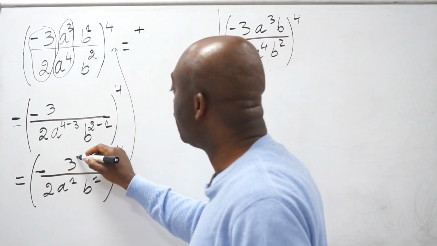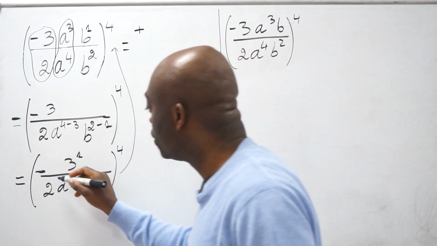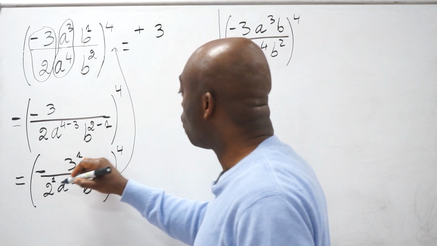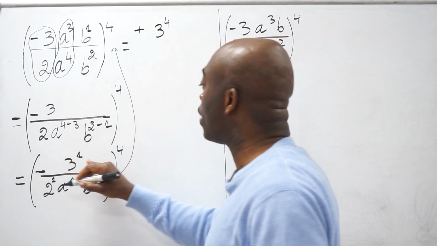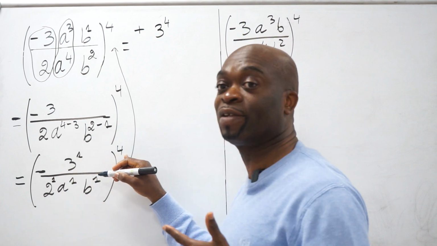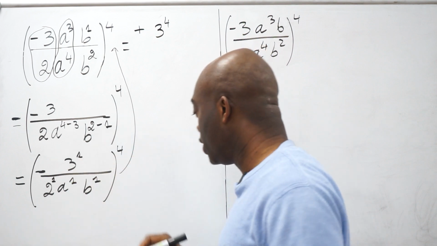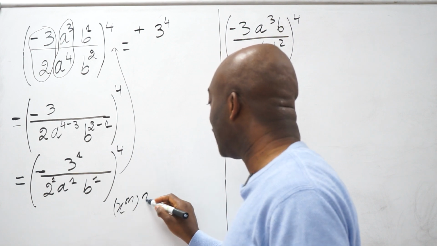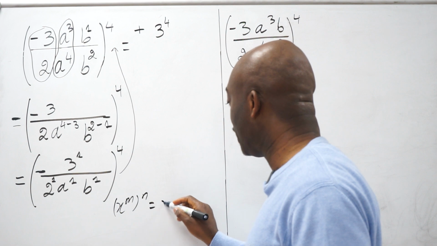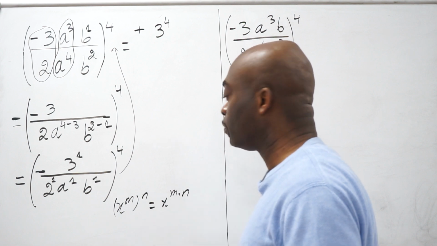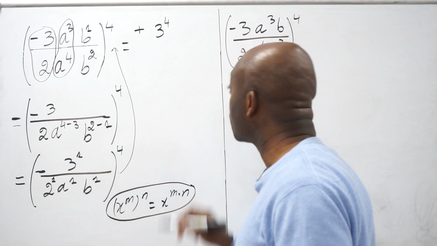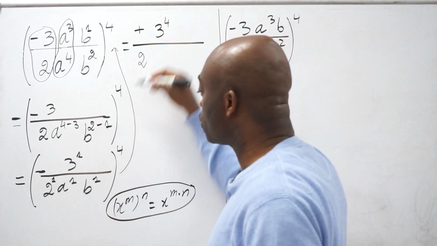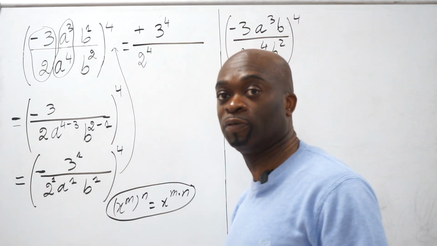So then 3 also has an invisible 1 as a power. 2 also has an invisible 1 as a power. So what's going to happen is going to be 3 to the power 1 times 4. Because remember, when you have a power inside the parentheses and a power outside the parentheses, you multiply the powers together. So that means if you have, for example, x to the m, and then n outside the parentheses, that will give you x to the m times n. Always. Okay? So let's go. Then this one is over 2, what? 2, 1 times 4 is also going to be 4.